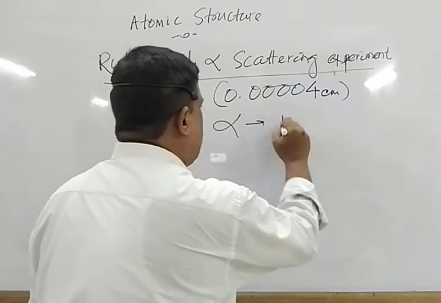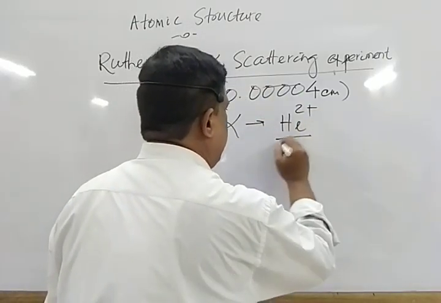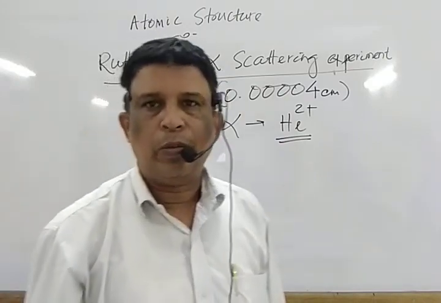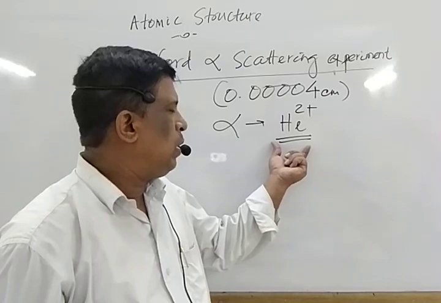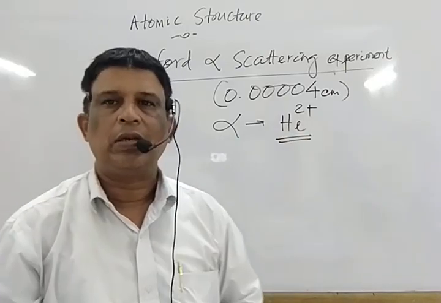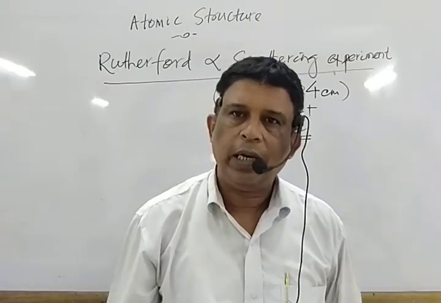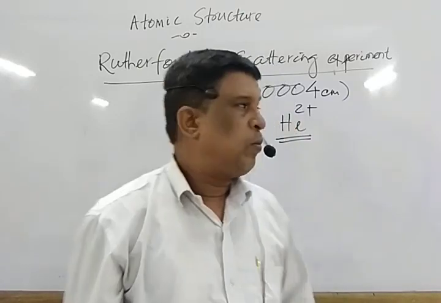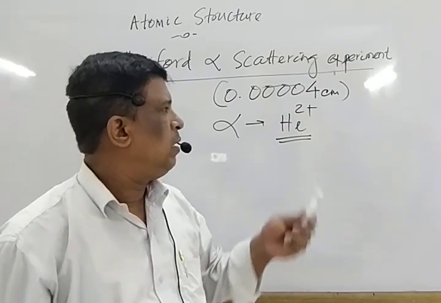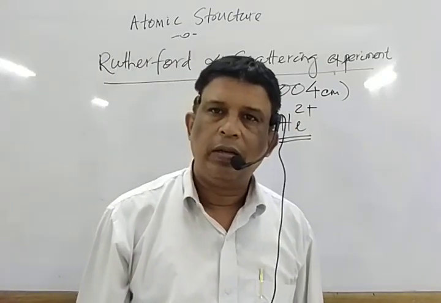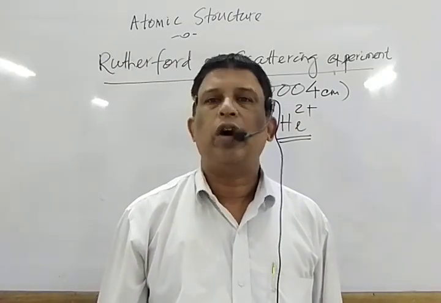What are alpha particles? They are doubly charged helium. We know helium has atomic number 2 and mass number 4, with 2 electrons. When it loses 2 electrons, it becomes He2+, which is known as an alpha particle. So Rutherford bombarded alpha particles onto the thin sheet of gold foil.